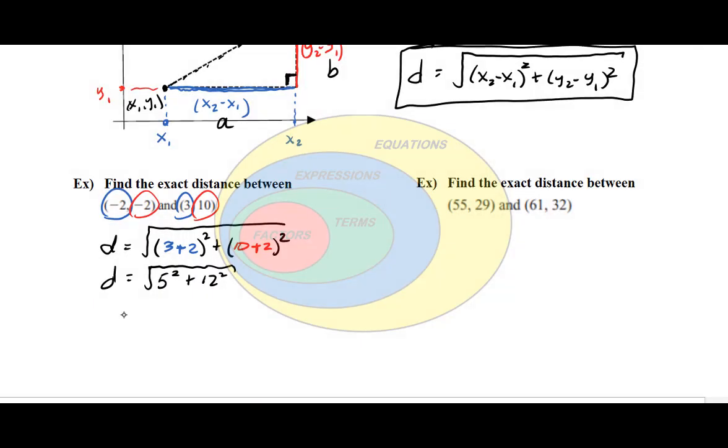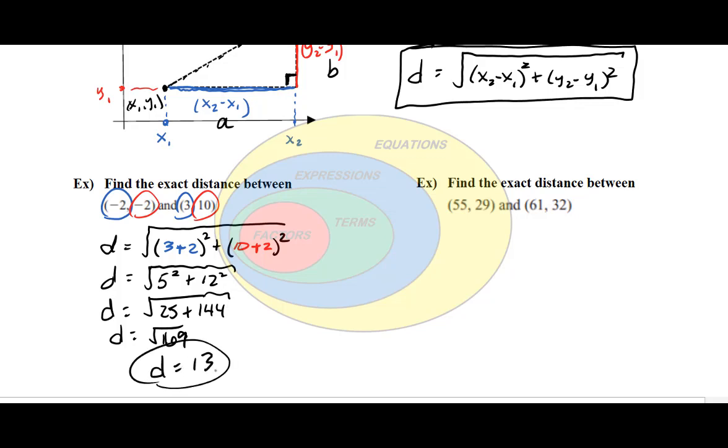This equals the square root of 25 plus 144, which is the square root of 169, and the square root of 169 is 13. So this one comes out exact. The distance between those 2 points is 13 units.